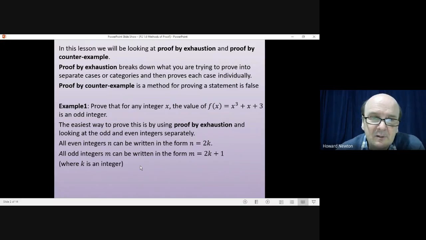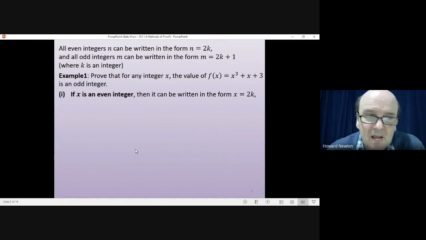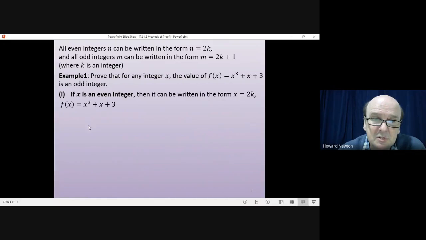Okay, let's have a look. So first of all, we're going to let x be even. Now, if x is an even integer, it can be written in the form x equals 2k. And that's what we substitute into x cubed plus x plus 3. So we'll get (2k) cubed plus 2k plus 3. Cubing that bracket gives us 8k cubed plus 2k plus 3.